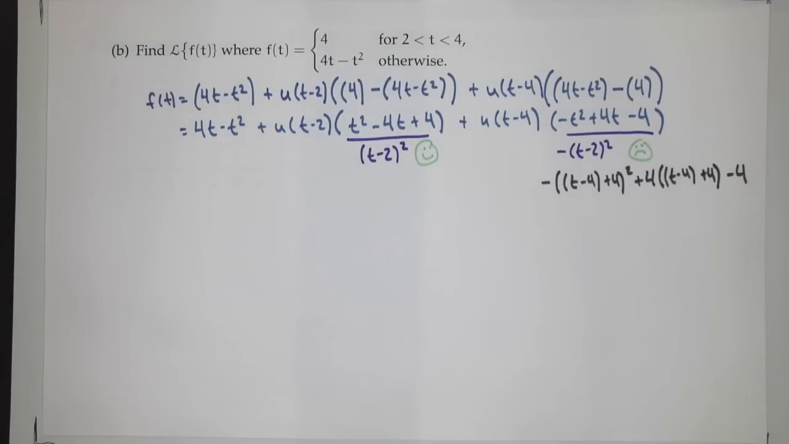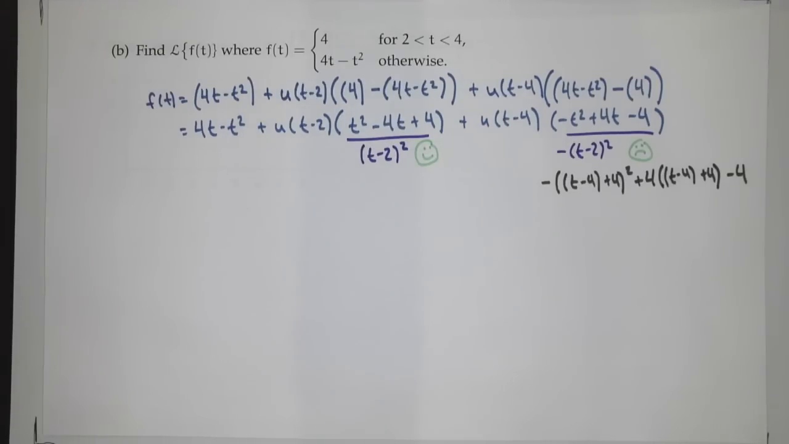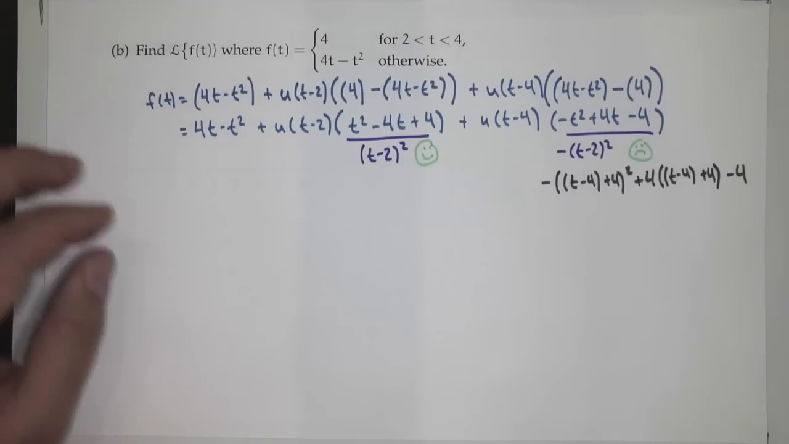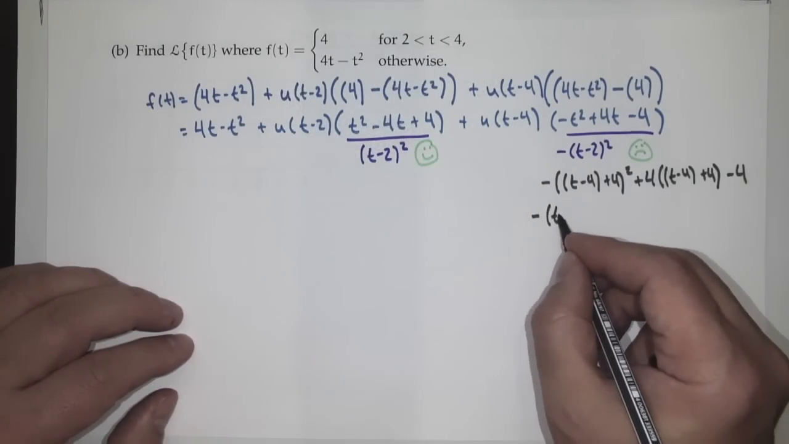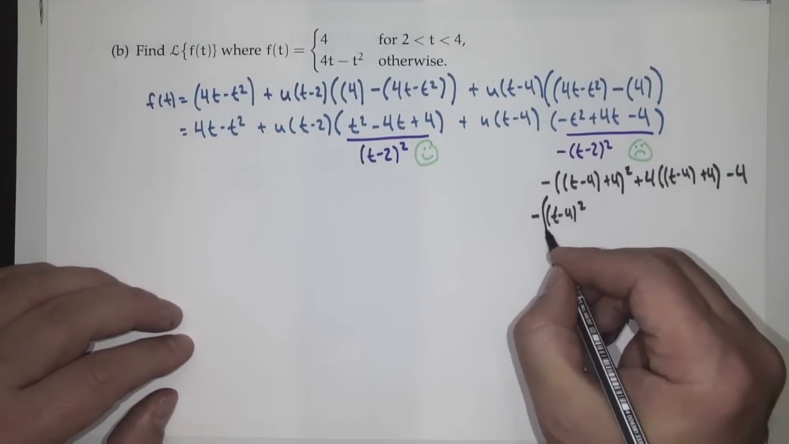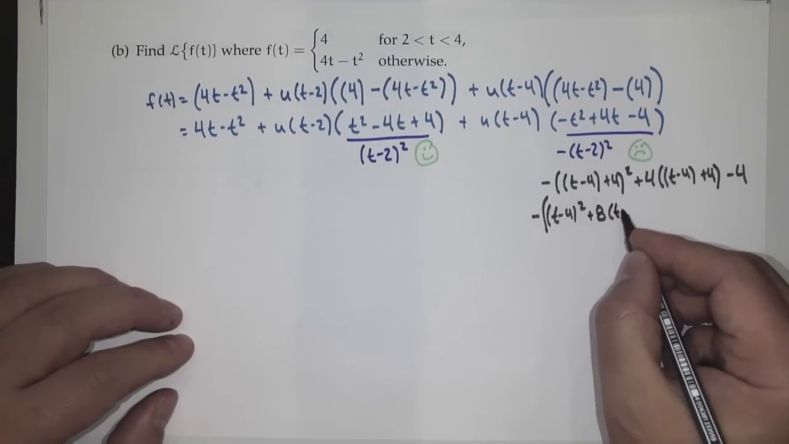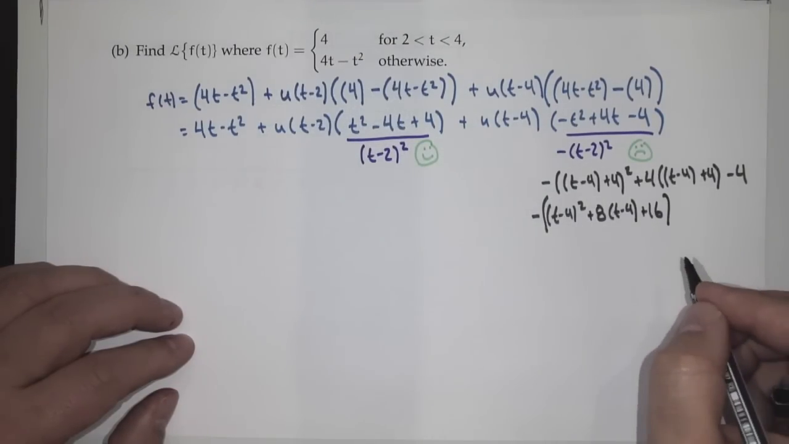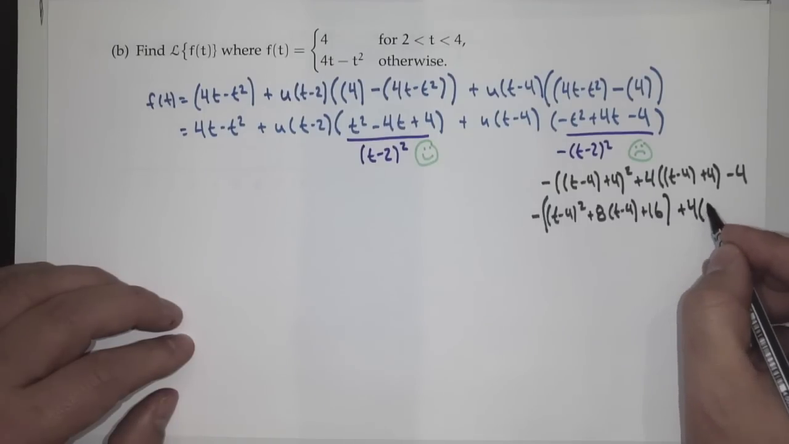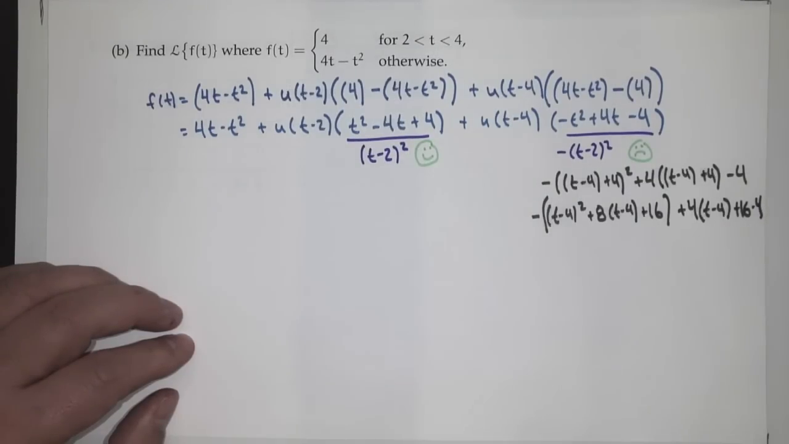So when it doesn't match, that's sad. We have to somehow work it out. It means more work. Well, we're not that nervous about more work. I hope not. Okay, so this becomes minus t minus 4 squared. Then we'll have our cross terms, 8 t minus 4 and 16. Then we'll have plus 4 t minus 4 plus 16 and a minus 4 on the end.